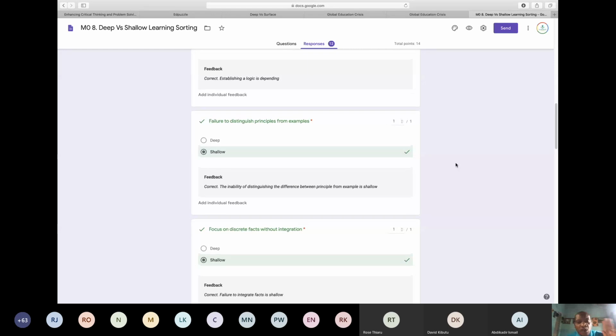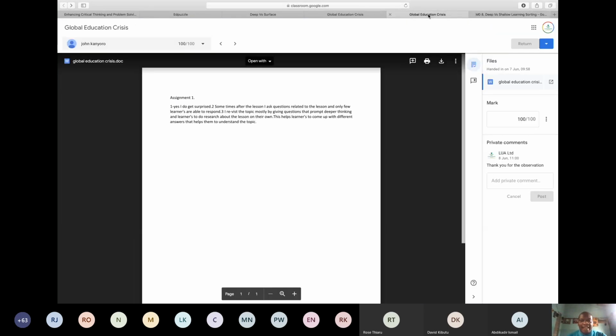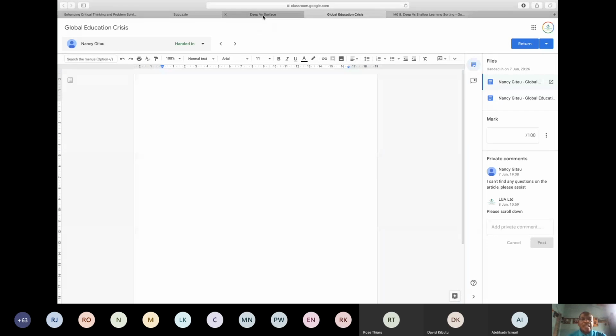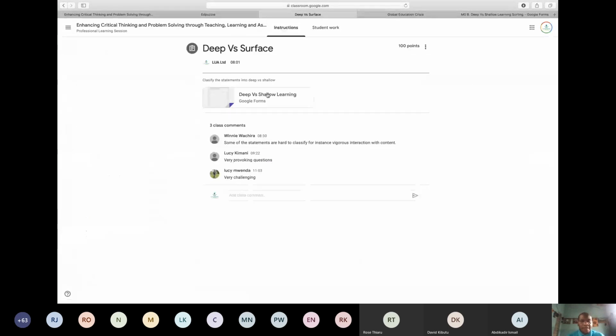So this is Google Form. When you go to the assignment in the class and you see that it is giving you something to answer, whereby you need to click like this one. So this is Google Form. You need to click, and you can see Winnie Washira saying some of the statements are hard to classify, for instance vigorous interaction with content. Thank you, Winnie. And Lucy Kimani was saying very provoking questions, and Lucy Mwenda was saying very challenging.